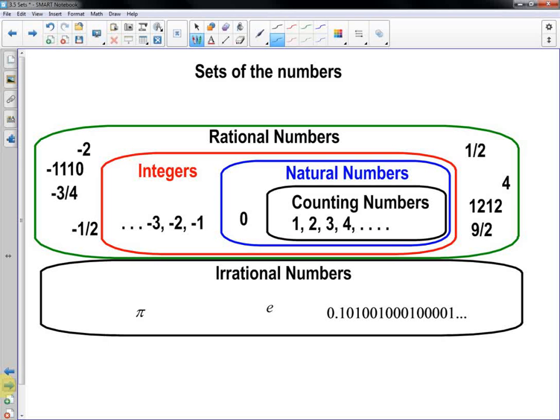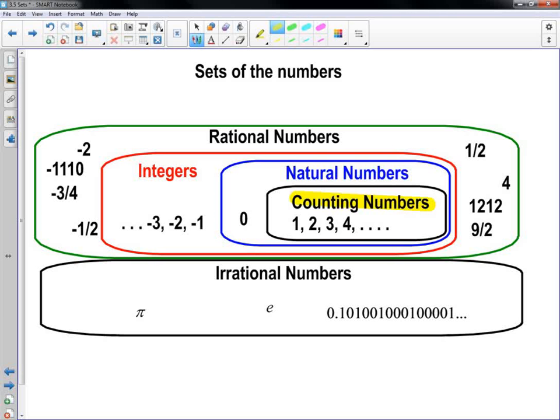So let's think about the first type of number that we learned. The first type of number we learned is called a counting number. This is what you learn when you're little and your parents are teaching you how to count. You count 1, 2, 3, 4, and you keep on counting. If you're really good, you can count all the way up, and you never have to stop. So that's called counting numbers.